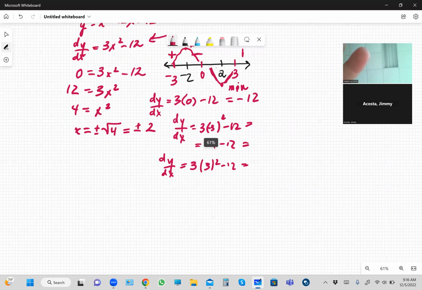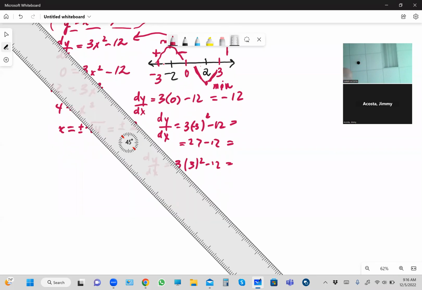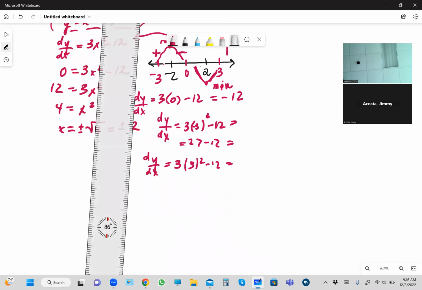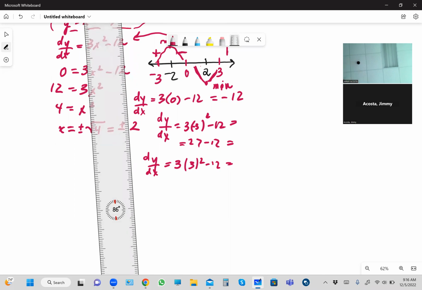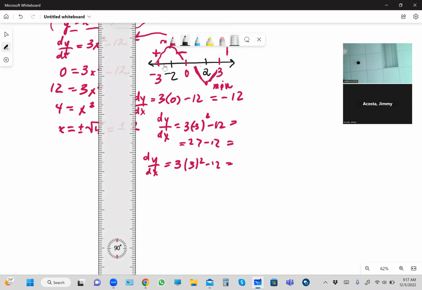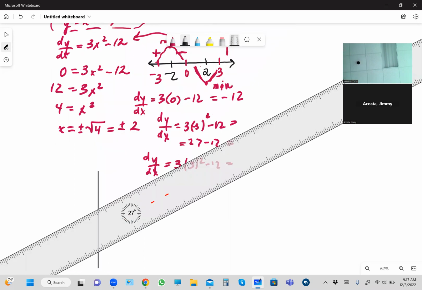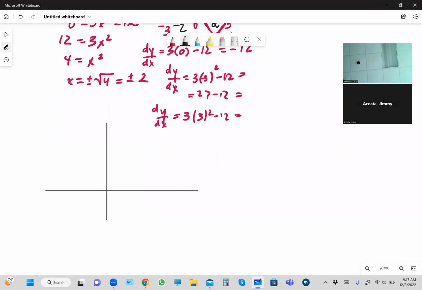So let me zoom out a little bit and let's start from the beginning. We want to graph this here. This is what we want to graph, right? So let me go ahead and create an axis for it. So here we go. Ta-da. All right.